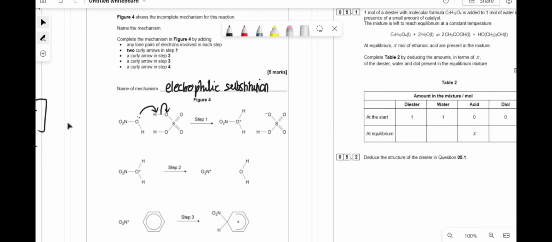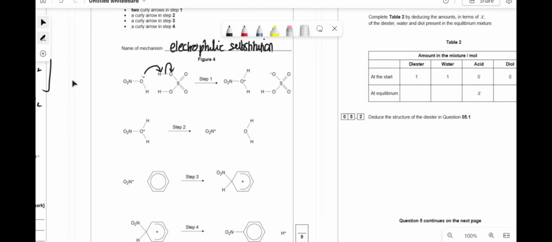Now it says in step 2 to add a single curly arrow. So let's have a look at what's going on here. You've got O2N, which is bonded to O plus and H2, and then you end up with O2N on its own and OH2 like this. So that means that this bond has broken. We need to decide which way it goes. Does it go this way or this way? You can see that this is an O plus and now it ends as an O. So that means this bond has broken like this.